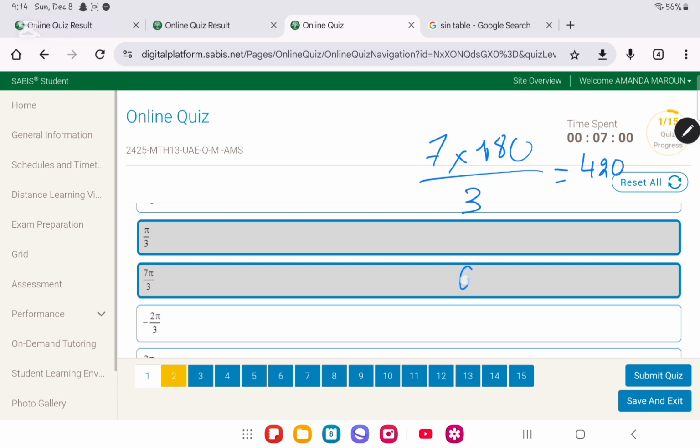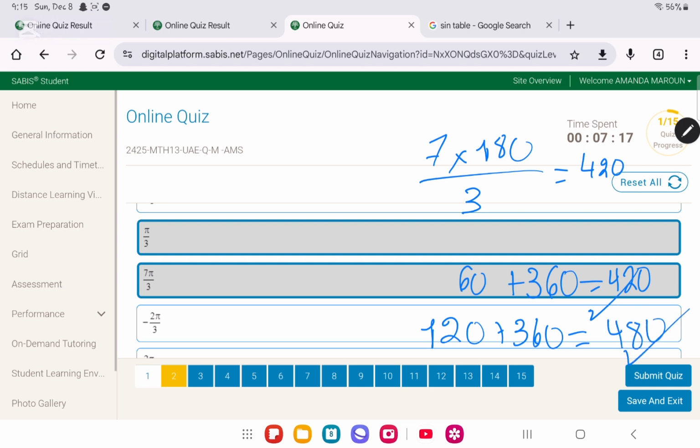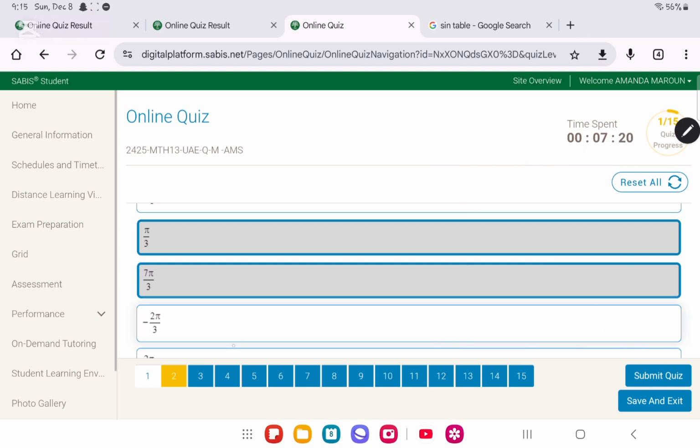Now, how do you know if it's correct? You do 60 plus 1 revolution, which is 360, and you are going to get 420. Whether it's 60 or 120, because 120 plus 360 is 480. So 480, if you get it as an answer, is also correct.